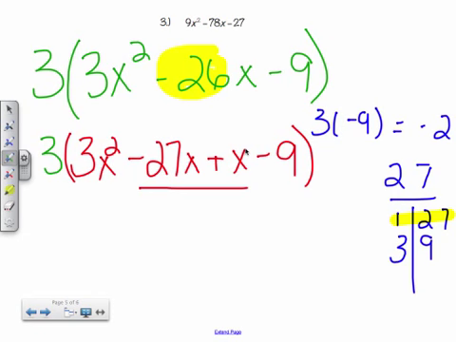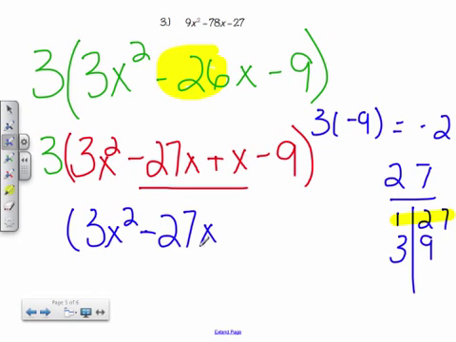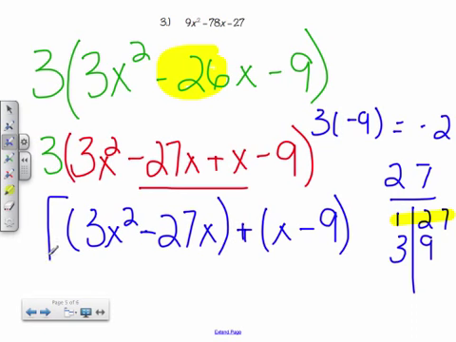I need to take my 4 terms and break them up into groups of 2. So I'm going to pair the 3x squared minus the 27x together. And then I'm also going to pair the x minus 9 together. But remember, this whole thing is being multiplied by this 3 right here. So I'm going to put large brackets around this expression and remember to bring my 3 down.